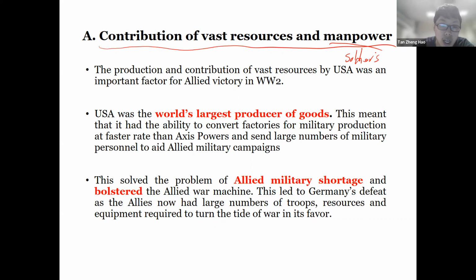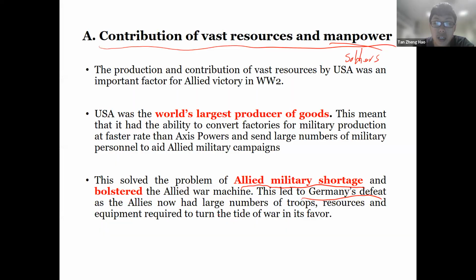This helped to create Germany's defeat because at first the Allies were very short on military power, and now with the USA involved, it will help lead to Germany's defeat. With more troops, they can win battles. They can reclaim cities. Germany will lose battle by battle and eventually surrender when there's nothing left.